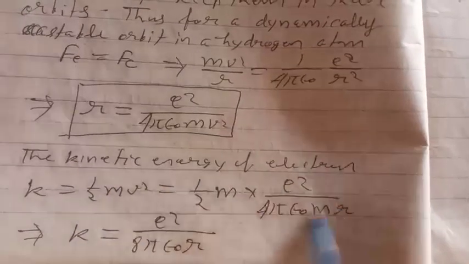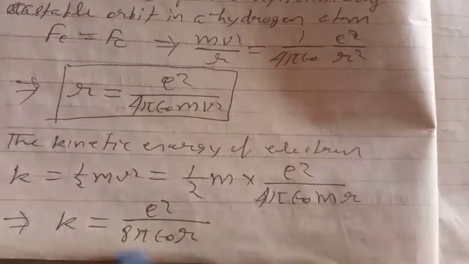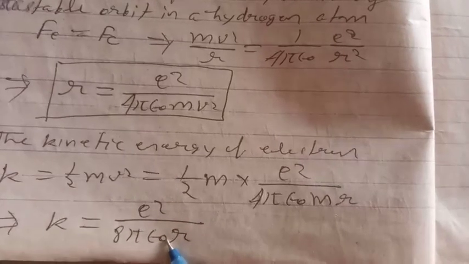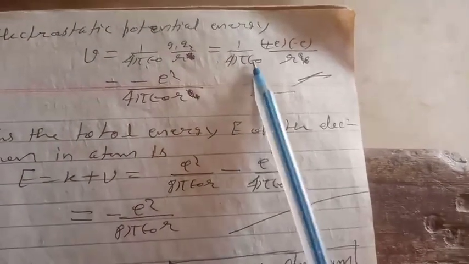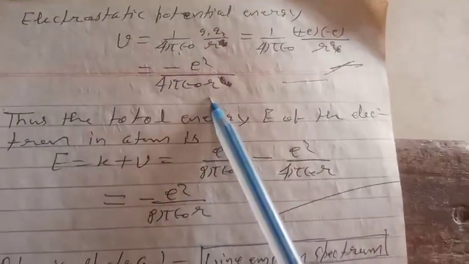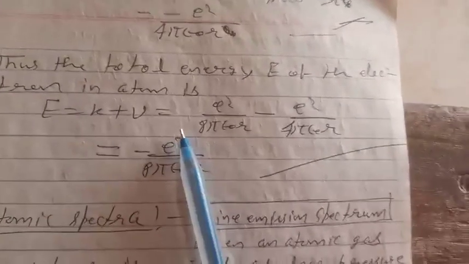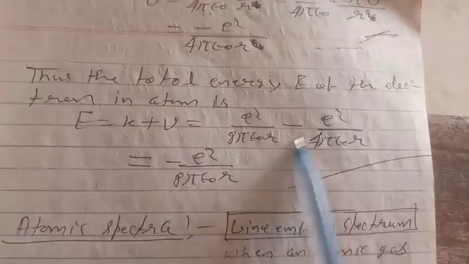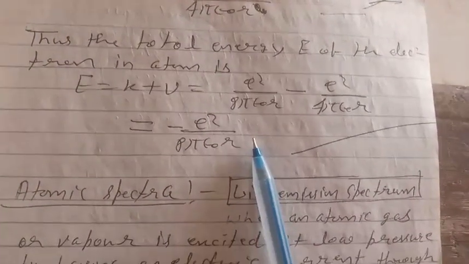The kinetic energy of the electron K equals 1/2 mv², which is 1/2 m into e²/(4πε₀mr), so K equals e²/(8πε₀r). And the electrostatic potential energy U equals 1/(4πε₀) q1q2/r, which equals 1/(4πε₀) into (+e)(−e)/r, equals −e²/(4πε₀r). Thus, the total energy of the electron in the atom is E equals K plus U, which is e²/(8πε₀r) minus e²/(4πε₀r), equals minus e²/(8πε₀r).